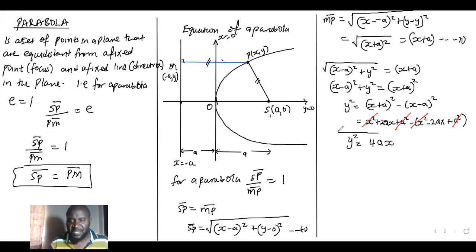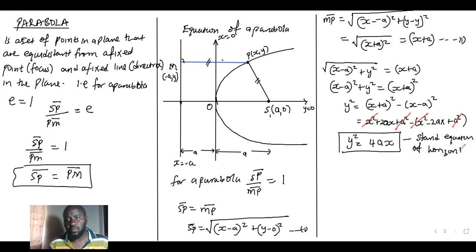So whoever has not been enjoying so far, you can forget whatever we have defined and have this as the equation of the parabola. So this is the standard equation of a parabola, which is a horizontal parabola. So this is a standard equation of a horizontal parabola, which is also a positive horizontal parabola.